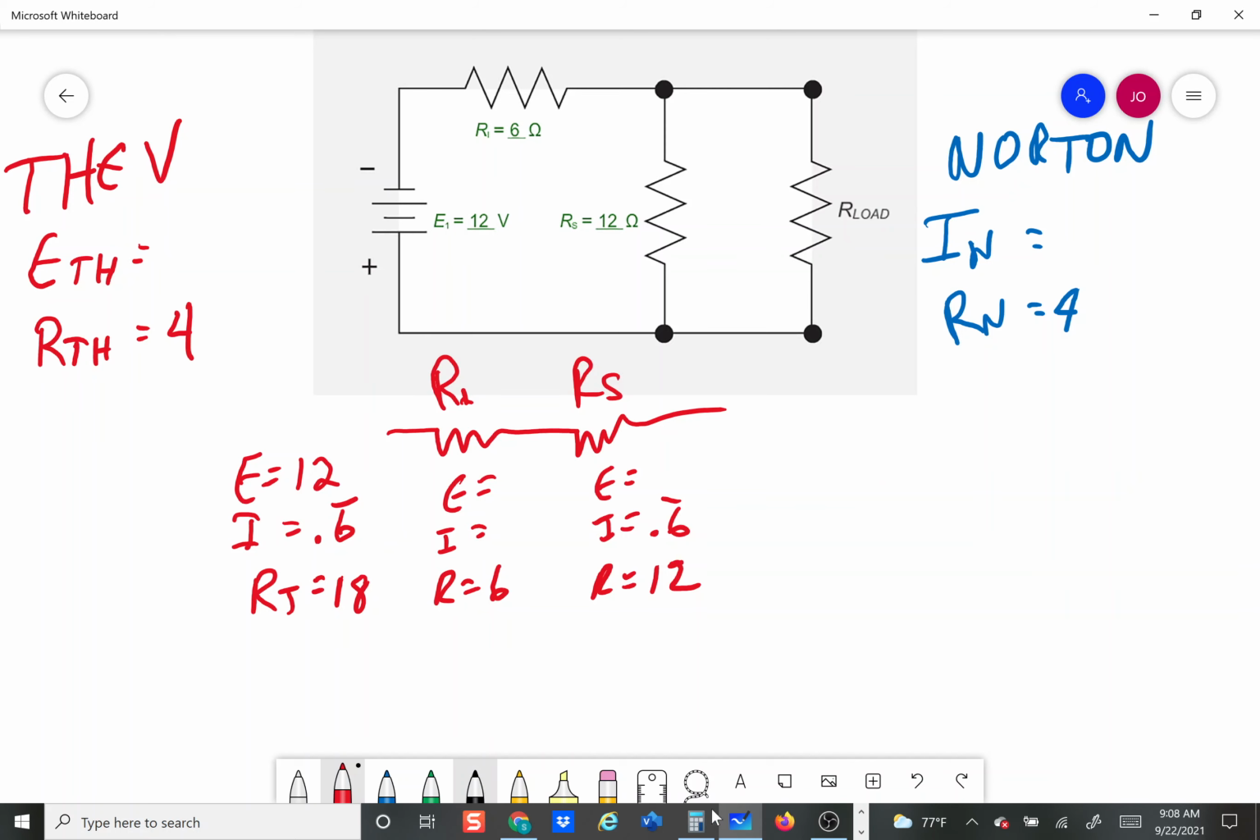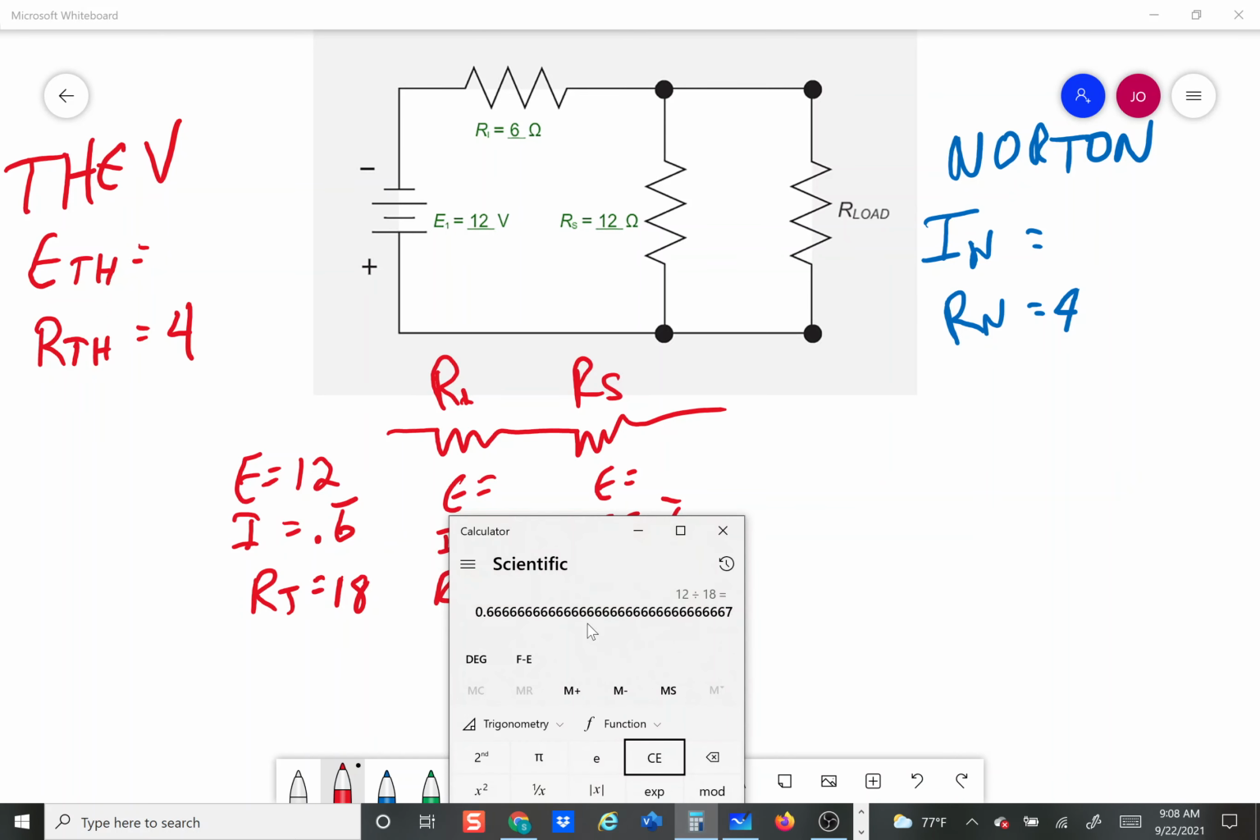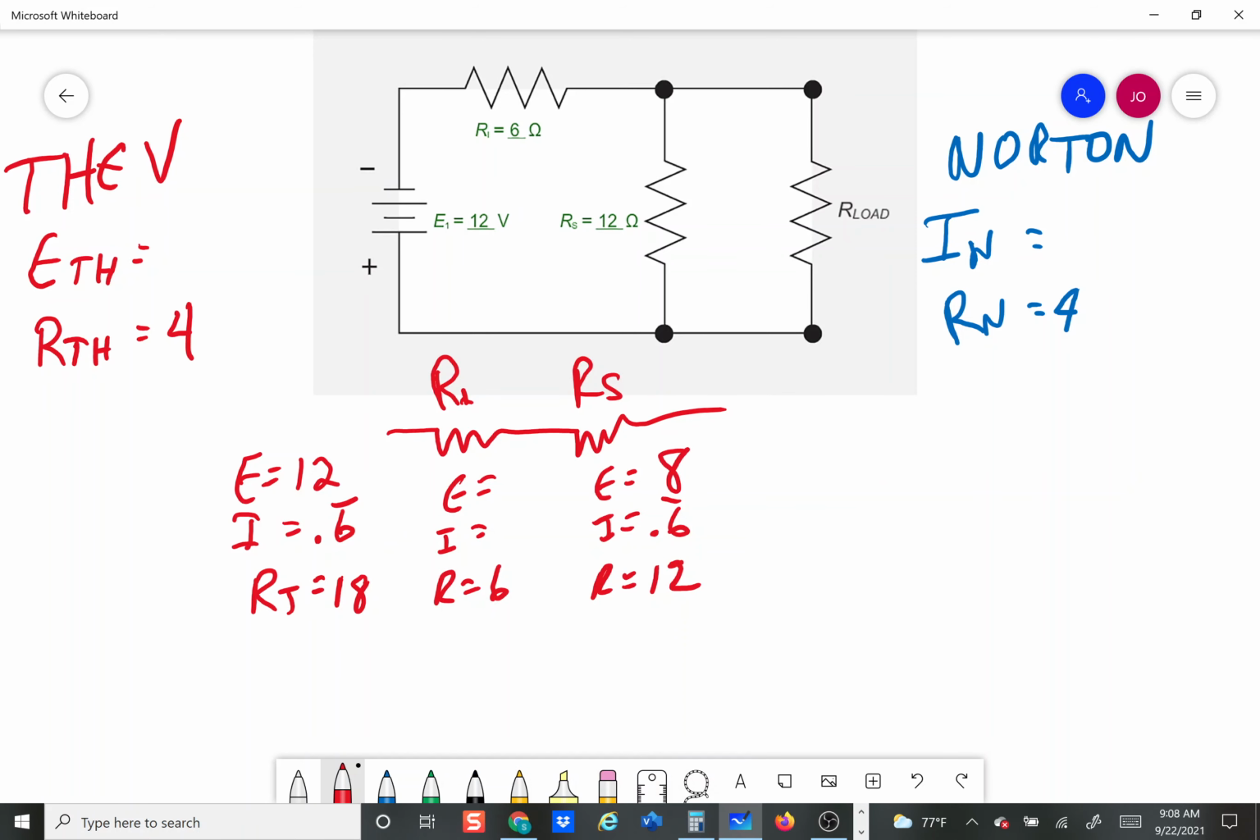So we'll go back onto our calculator. We actually have that value still in the calculator. We're going to multiply it by those 12 ohms, and we are going to get a value of 8 volts. So 8 volts is what our Thevenin voltage is going to be.